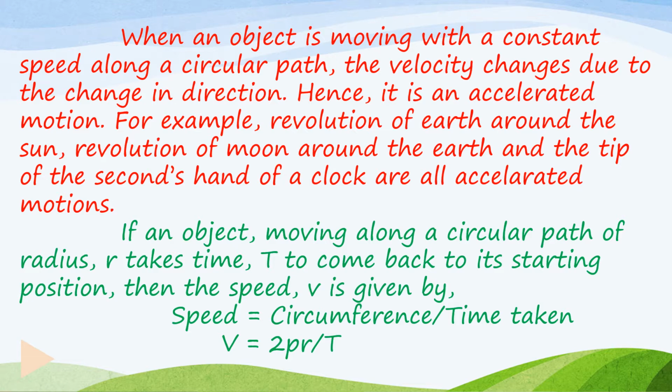For example, the revolution of Earth around the Sun, the revolution of Moon around the Earth, and the tip of the seconds hand of a clock are all accelerated motion. If an object moving along a circular path of radius r takes time t to come back to its starting position, then the speed v is given by speed is equal to circumference divided by time taken. That is, we can write v is equal to 2πr divided by t.